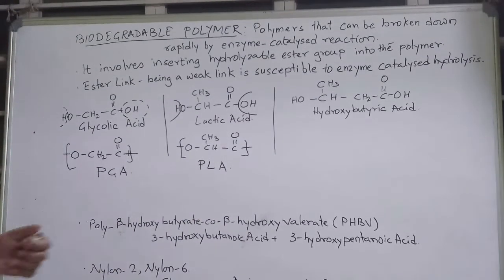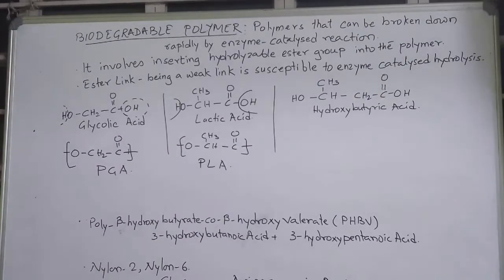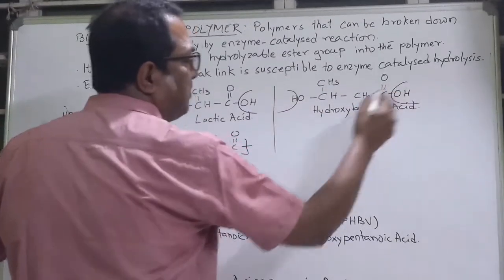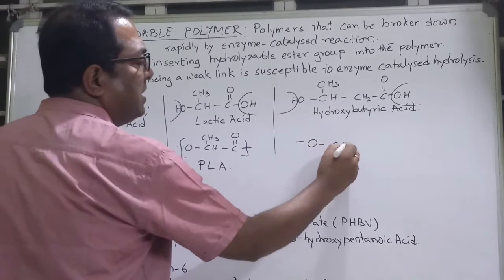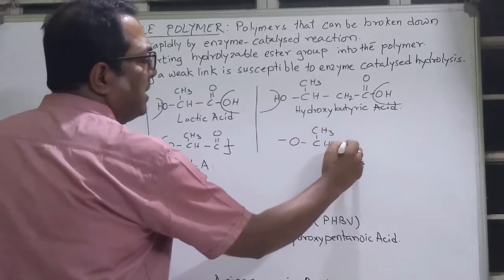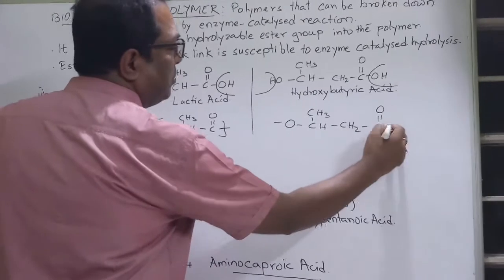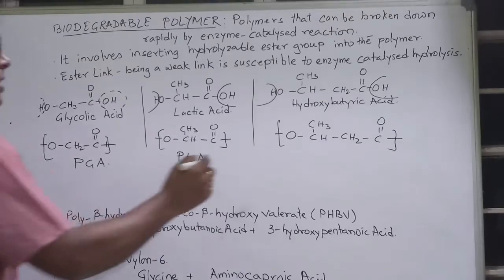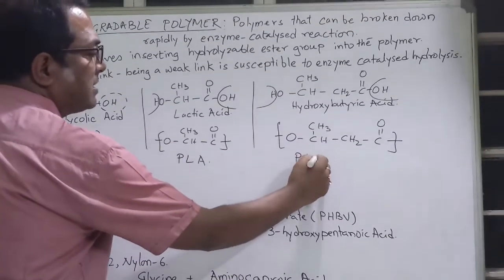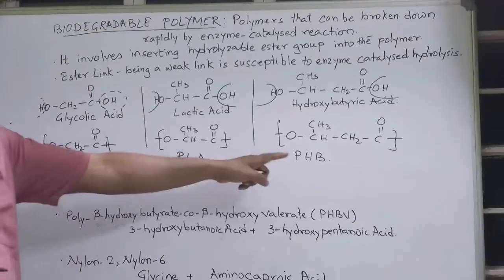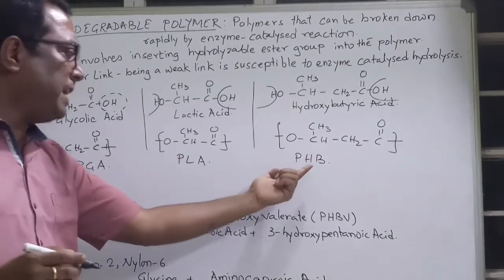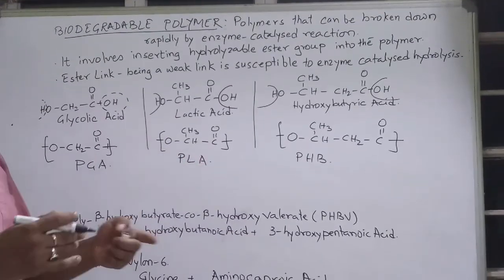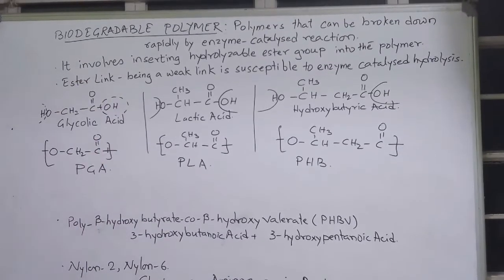So polylactic acid. And last is the hydroxybutyric acid. Here also similarly we take the hydrogen out, here the hydroxyl part out. So you have OCHCH3CH2C=O, the hand keeps open for it to join with the polymers. So this is what we call polyhydroxybutyrate. So when you take polyhydroxybutyrate and lactic acid together, also you can get biodegradable polymers.